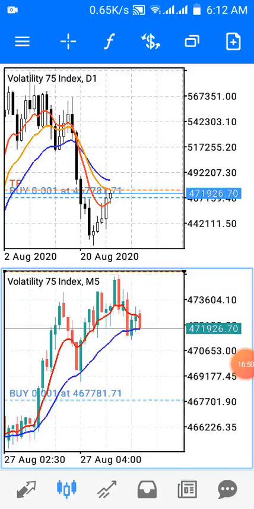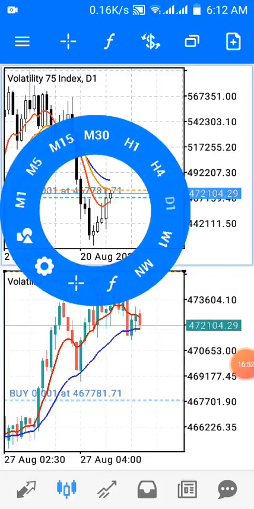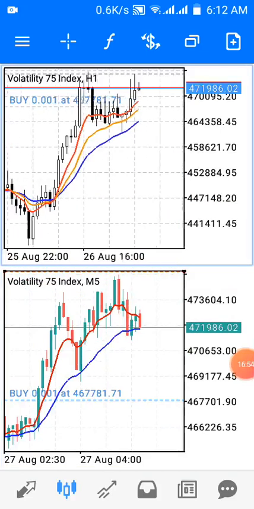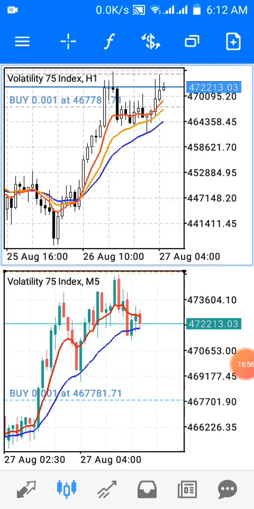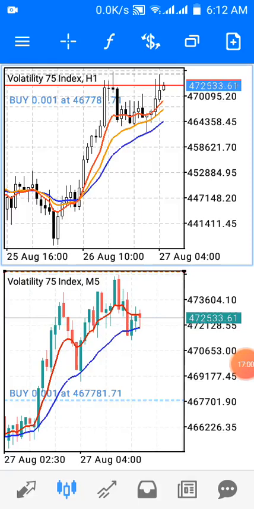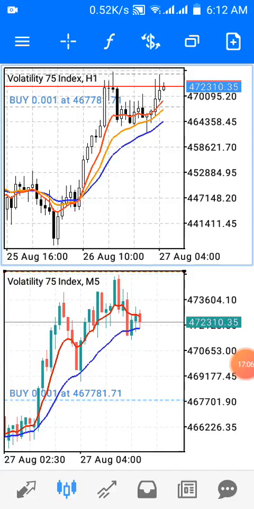You can always backtest it to be sure that it worked in times past. And then you can practice on a demo account first before putting real money into it.